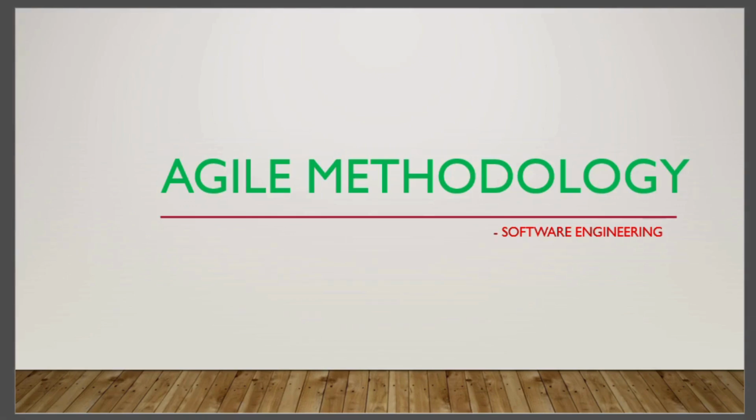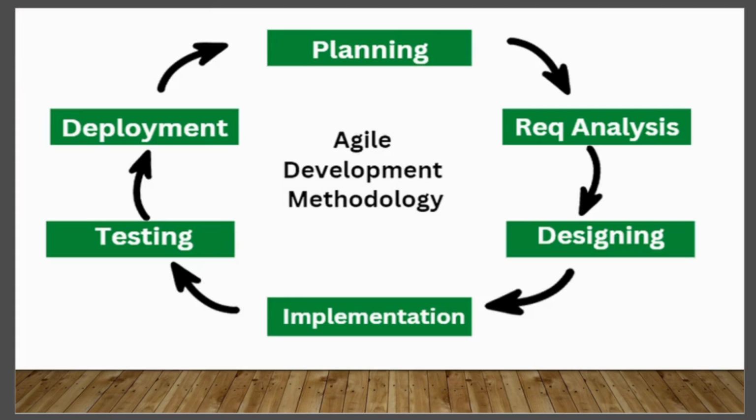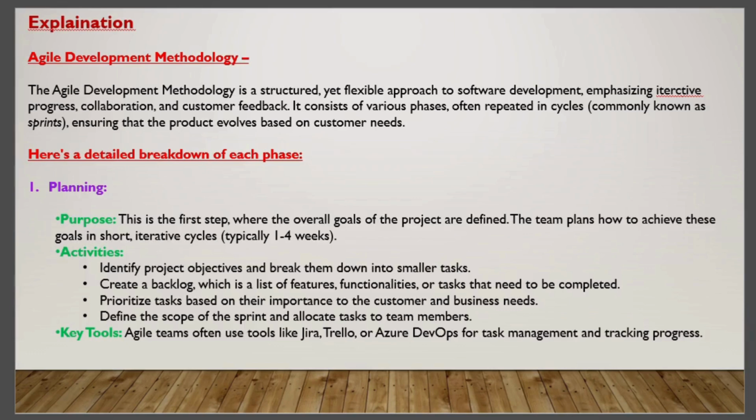Agile methodology in software engineering. Phases in Agile development methodology are planning, requirement analysis, design, implementation, testing, and the last one is deployment.